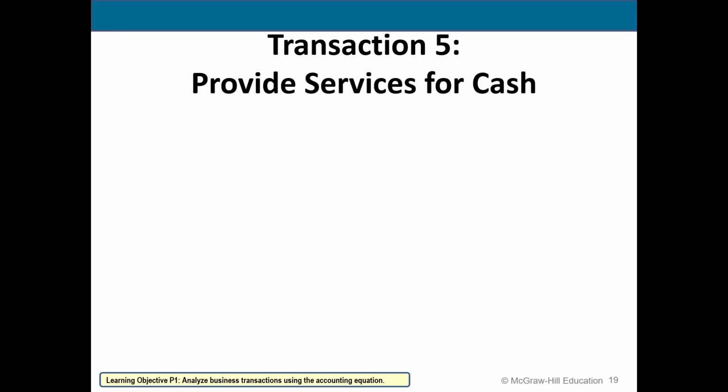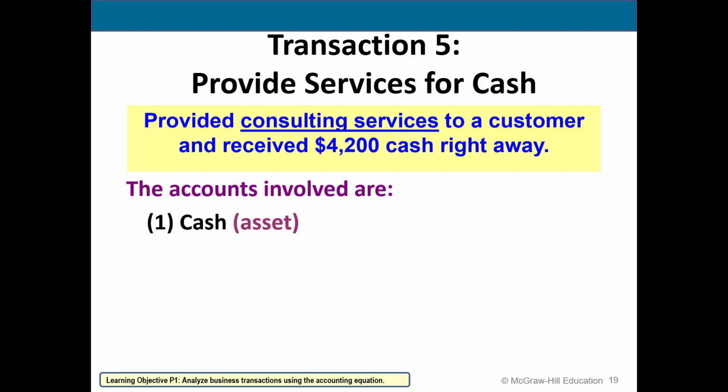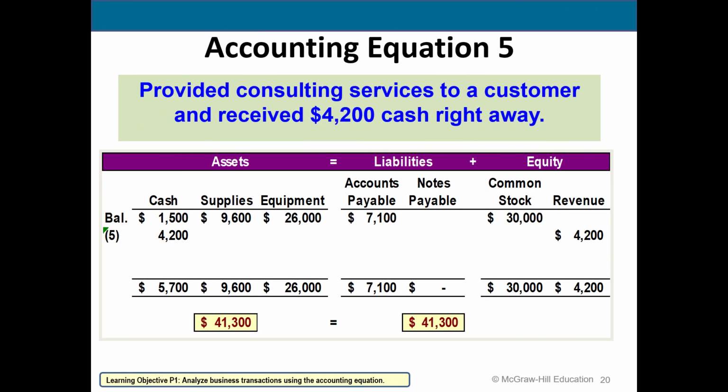The next transaction, we provided services for cash. So now we're earning revenue. So cash is going up because our customer paid, and revenue also is going up. Revenue is on the equity side. So this is what the transaction looks like now. Our cash went up and revenue and equity also went up. And you can see that the accounting equation is still in balance.